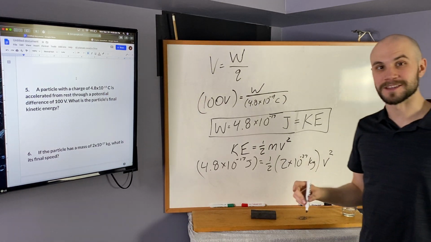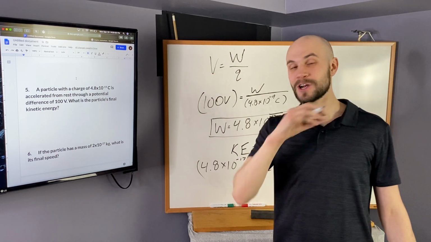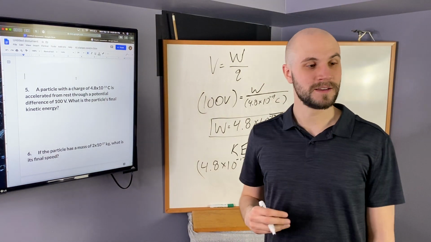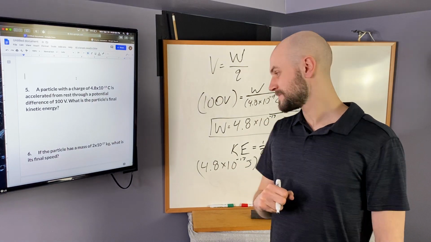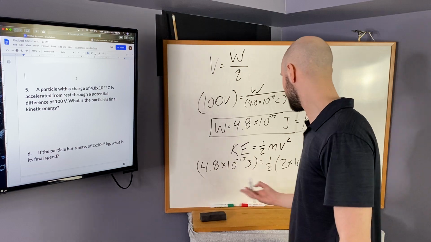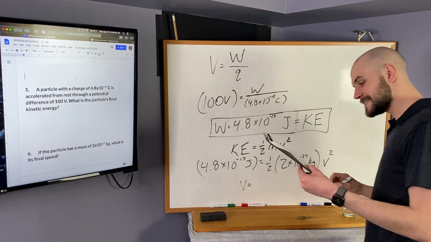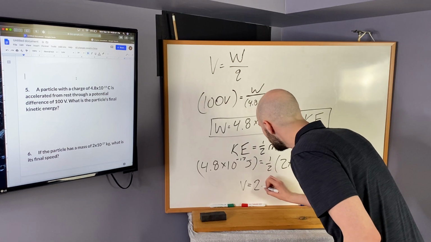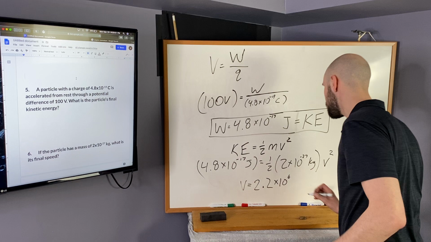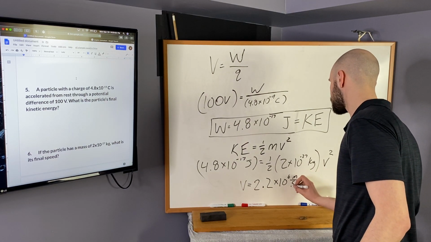Work this out in your calculator. I'm serious. Pause the video, work this out, look at the number, and try to make sense of what that number is. I'll wait. Videos are weird. Okay. When you work this out, you should get a speed of about 2.2 times 10 to the 6th power. And that's in meters per second.